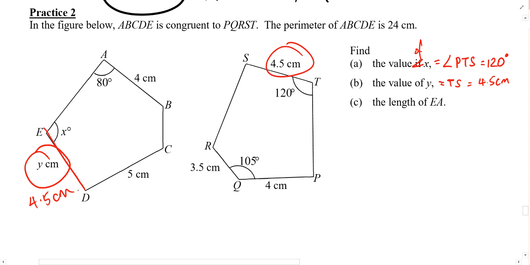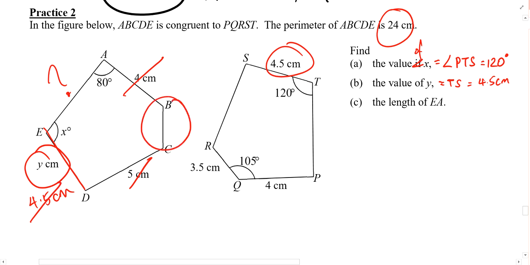Find the length of EA. This one over here. So how do we find the length of EA? Do you want to find the corresponding side? EA, so TP, is it given? TP also not given over here. Then how? Yeah, I heard minus, so you are trying to use the perimeter, right? So 24 minus 4 minus 5 minus 4.5 minus this one.